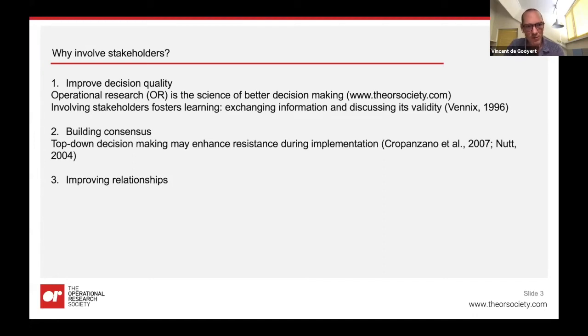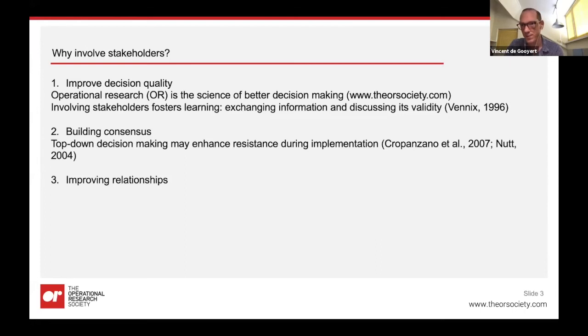So improving relationships can be a motive to involve stakeholders in itself, without necessarily having the fear that they might resist the implementation of the solution in this specific project, or without necessarily them having a lot of knowledge on this specific messy problem. It can still be a good idea to involve them if you expect to run into the same stakeholders in a future situation.